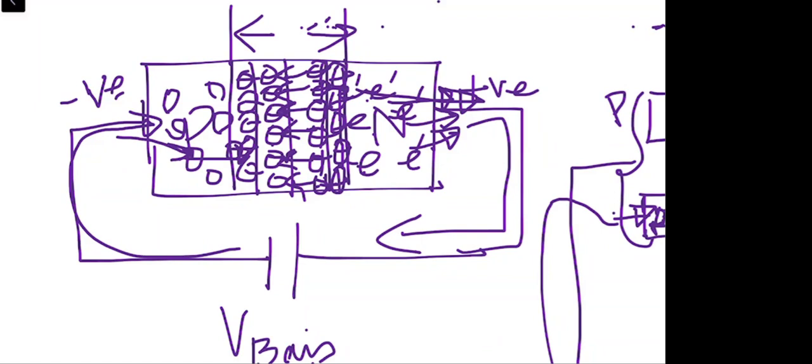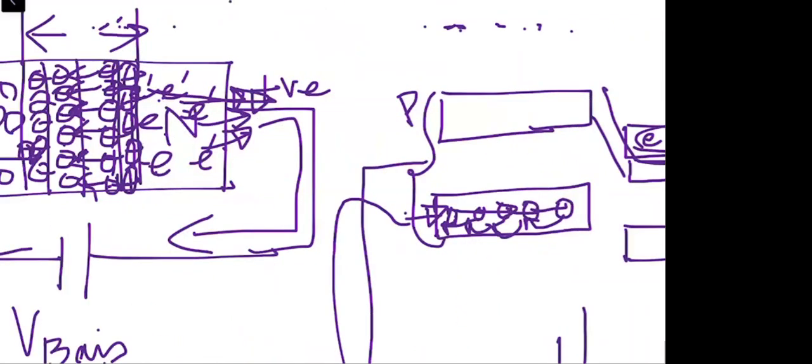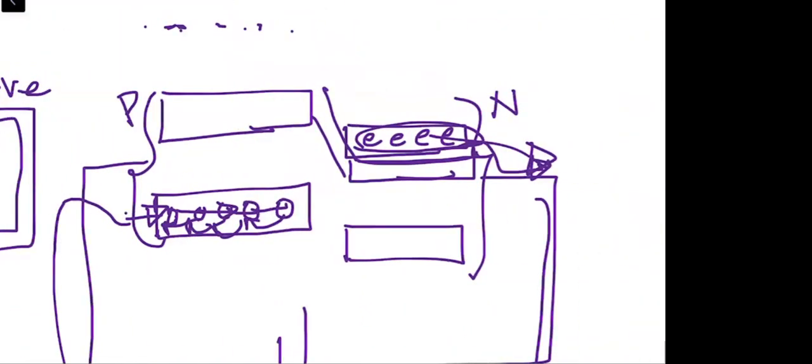Are you with me? Right? So this means there is no current flowing due to the majority carriers. But are you with me? Yes, sir. Okay, so once this happens, there will be no current flowing due to the majority carriers. But what about the minority carriers?